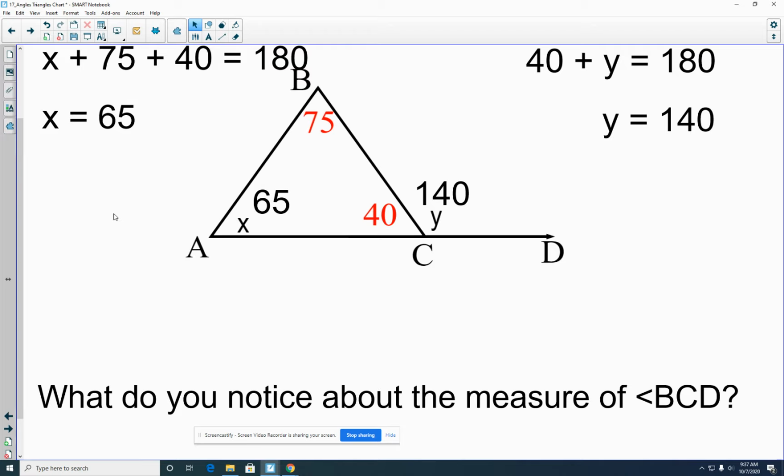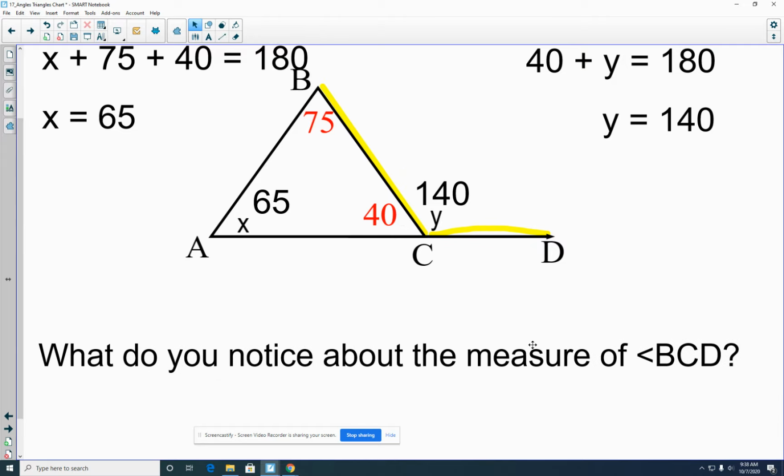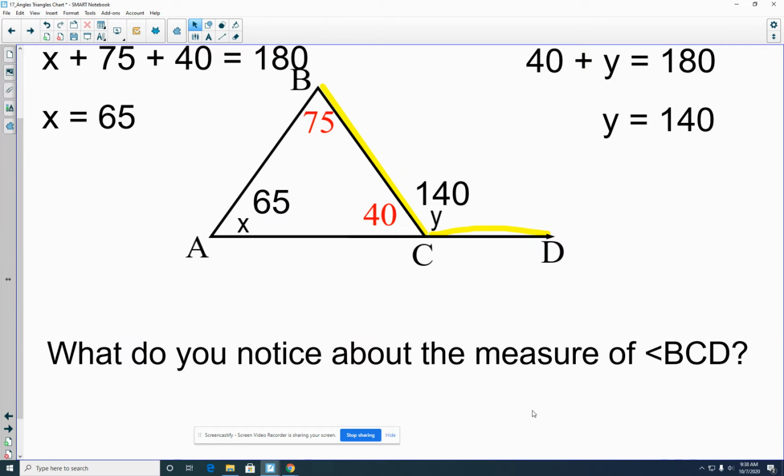Now look at the follow-up question. What do you notice about the measure of angle BCD? So just to reiterate, if we have to find angle BCD, that's the angle from B to C to D. It's right there. And it's this measure right here. And we're not asking you to say that it's an obtuse angle. That's not really what we're asking you to say. When we say, what do you notice about the measure? It's, can you make a relationship, right? It's 140 degrees. How else, or does something else sum to 140?